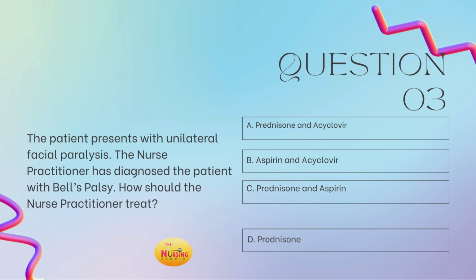A is your best answer. We treat with prednisone and acyclovir. Do not get hung up. A lot of people and a lot of review students in our one-on-one sessions are stuck on just prednisone. We do not treat with prednisone only. We also treat with acyclovir because you want to also treat the cause. You want to treat the source. The prednisone is going to help with a lot of that symptomatic management, but acyclovir is also attacking that root cause. Okay, so A, prednisone and acyclovir.